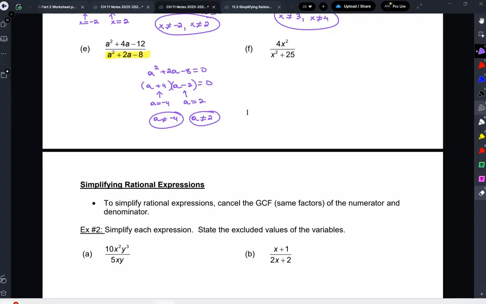Well, no, these are the excluded values, right? These are the values that the variable can never equal. Because if a was negative 4, the denominator would equal 0.